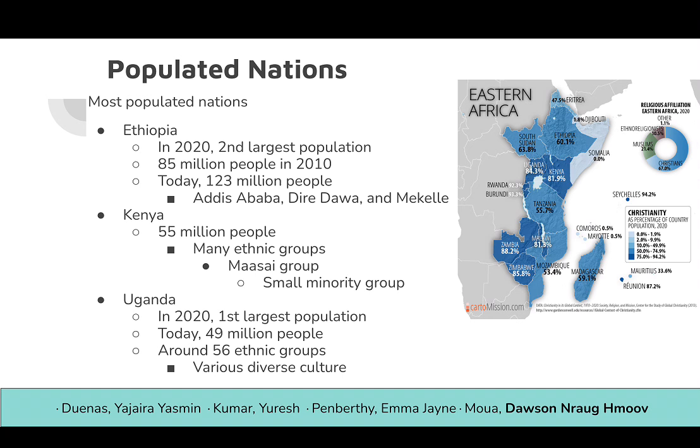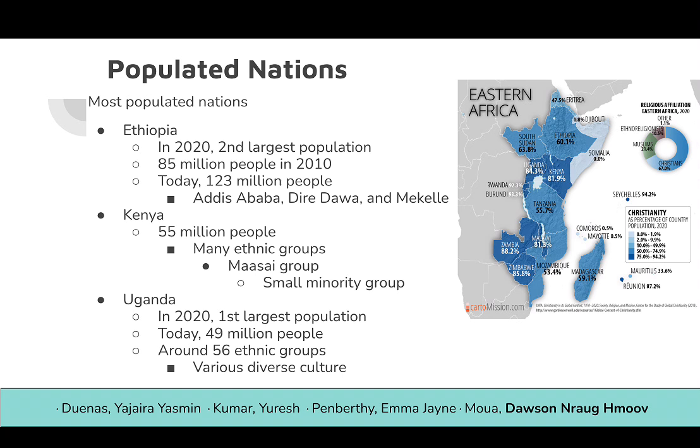Now for the populated nations of East Africa. The most populated nations were the ones that I said from earlier, which were Ethiopia, Kenya, Uganda, and Sudan. Ethiopia in 2020 had the second largest population in East Africa. It had 85 million people around 2010, but today it has 123 million people.